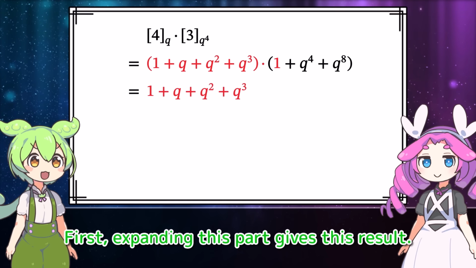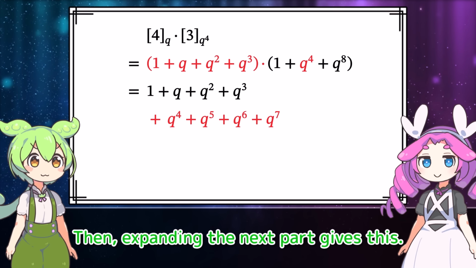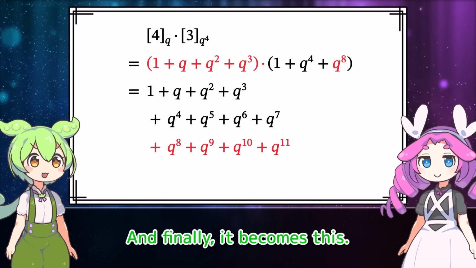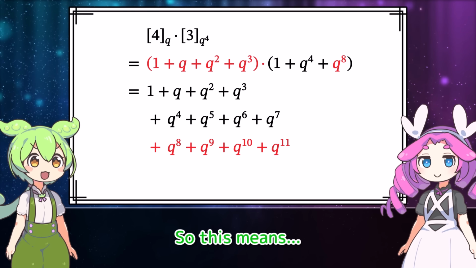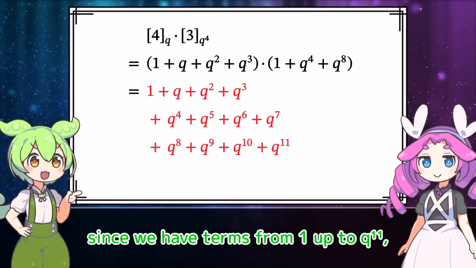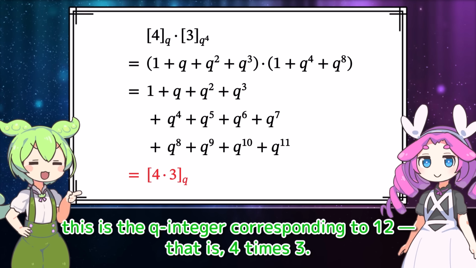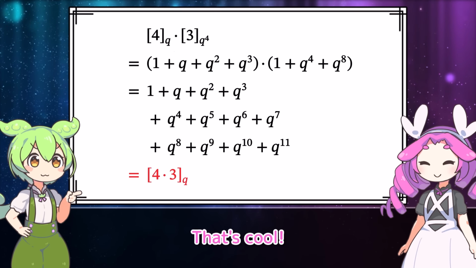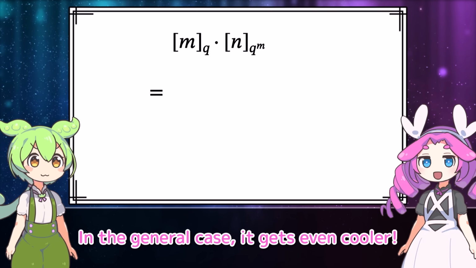Okay. First, expanding this part gives this result. Then, expanding the next part gives this. And finally, it becomes this. So this means, since we have terms from 1 up to q to the 11th, this is the q integer corresponding to 12. That is, 4 times 3. That's cool. In the general case, it gets even cooler.